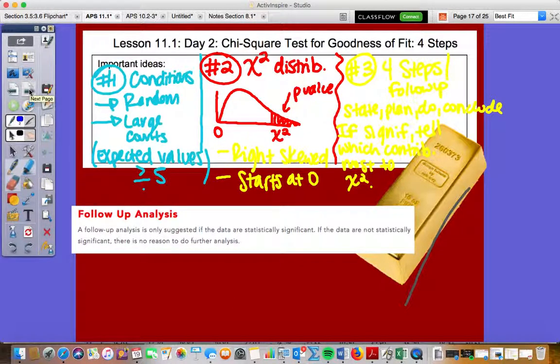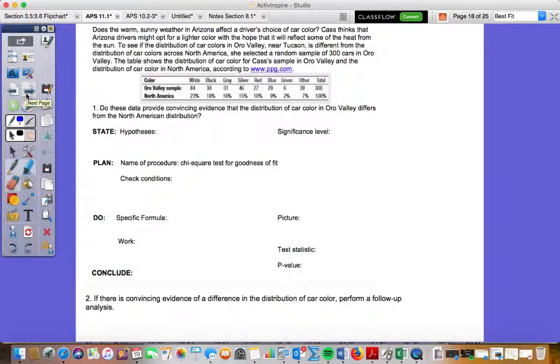All right, here's your golden nugget. Make sure you got each of the parts here, how to find each of them, the 4-step process. A lot of this is just reviewing and going over it. So you can pause that. Also, I'd like for you to practice this really quick as you go through it. Note that the sample is here. That's the sample. The table shows the distribution of car color in Oro Valley. So right here, this is our sample, the observed. This is the expected.